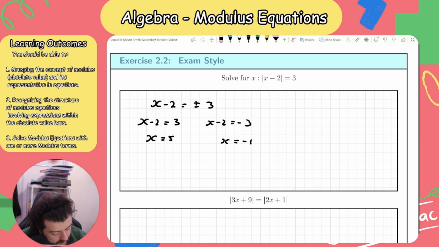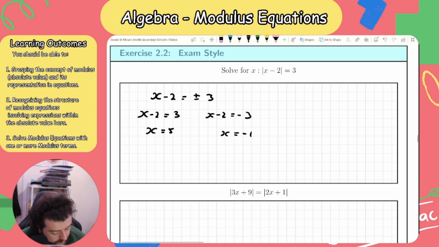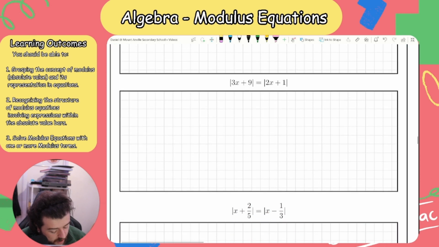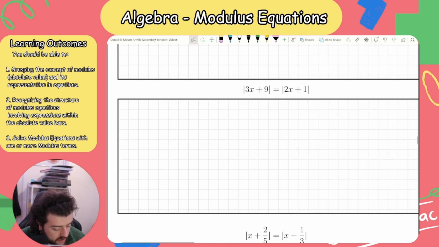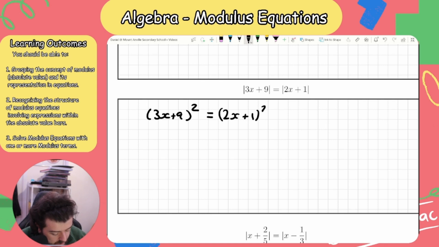Or again, we could use the quadratic method for that one. This one here, the modulus of 3x plus 9 is equal to the modulus of 2x plus 1. So we have the double modulus here. So it's going to be 3x plus 9 squared. We have to use method 2. Equals 2x plus 1 squared.